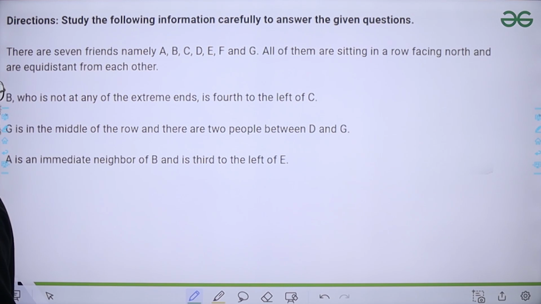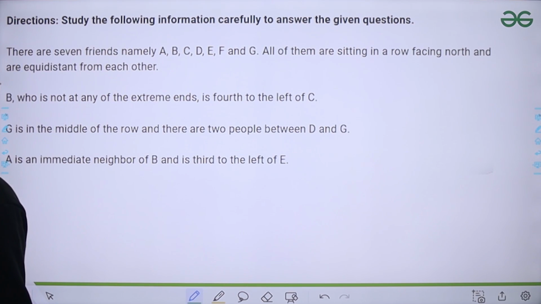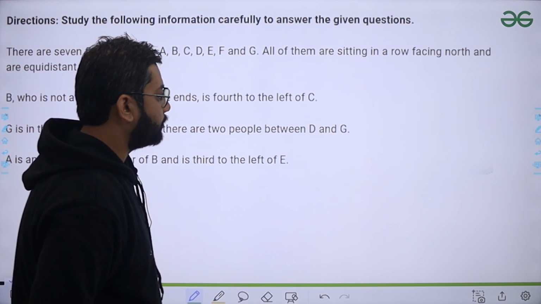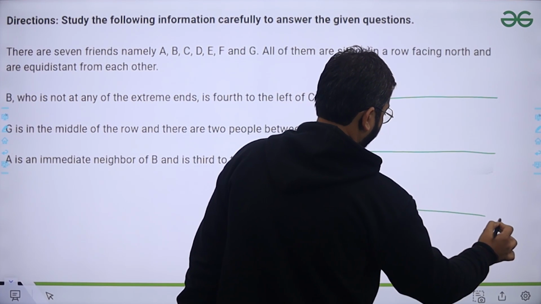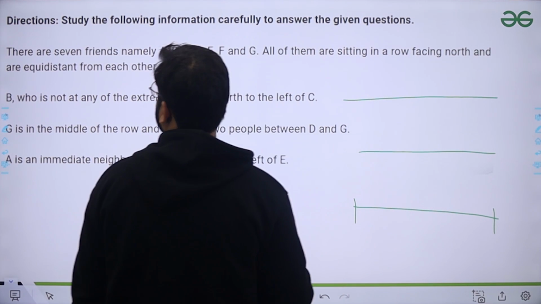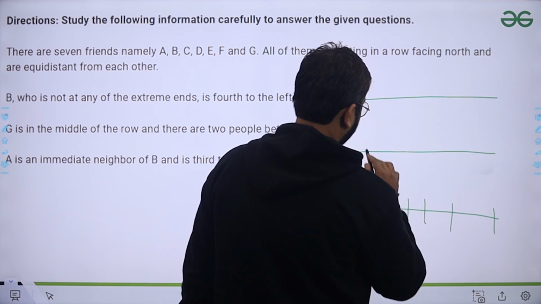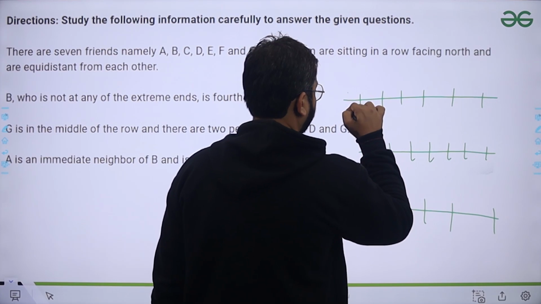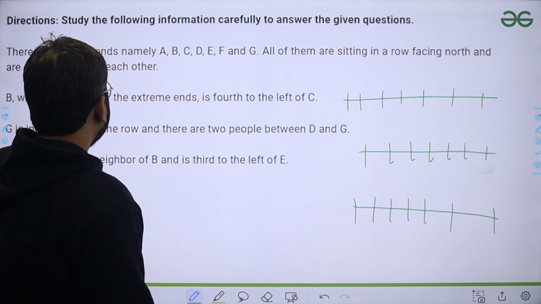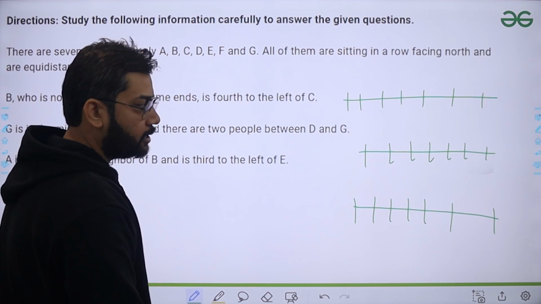There are 7 friends, namely A, B, C, D, E, F, G, who are all sitting in a row facing north. B, who is not at the extreme end, is fourth to the left of C. Now to do this question you make 2-3 diagrams. Total friends are 7, so 1 2 3 4 5 6 7, 1 2 3 4 5 6 7, 1 2 3 4 5 6 7. All are facing north.